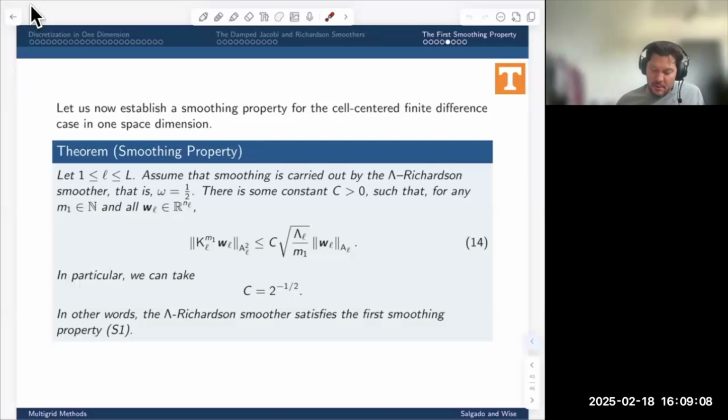So the first smoothing property essentially says this. K_L is our error transfer matrix for the smoother. We're assuming we do M1 smoothing iterations or smoothing passes using that smoothing technique, whatever it is. In this case, it's the lambda Richardson's method. So this was that smoother where we characterized it in some generic way with some free parameter omega, and lambda Richardson is characterized precisely by choosing omega equals 1/2.